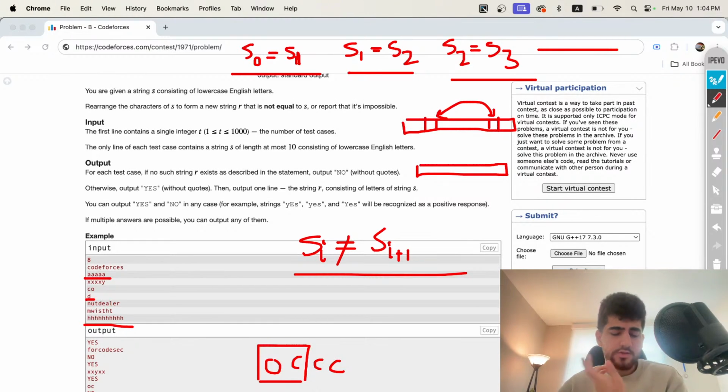Yeah, you can also sort it in increasing or decreasing order. That would also work.